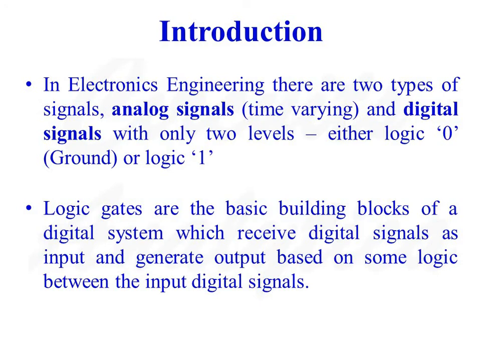In electronics engineering, there are two types of signals: analog signals or time-varying signals, and digital signals with only two levels, either 0 or 1. Logic gates are the basic building blocks of a digital system, which receive digital signals as input and generate output based on some logic between the input digital signals.